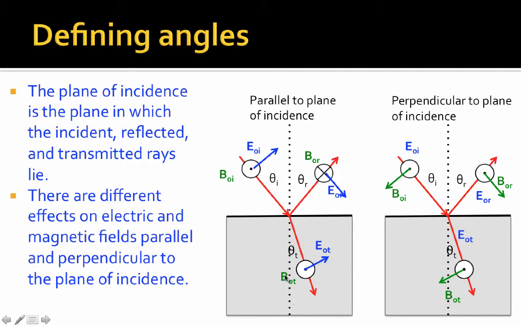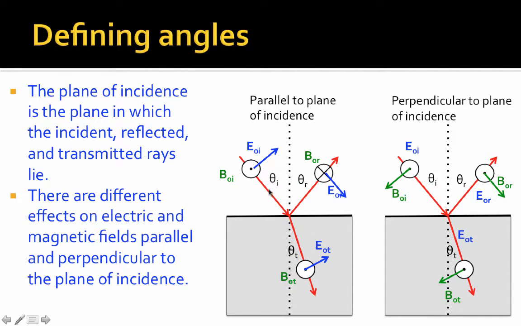The dotted line is the normal, and that's how we define the incident angle and the reflected angle and the transmitted angle relative to the normal. And we can now define the electric field as either parallel to the plane of incidence, as it is in this picture, or perpendicular to the plane of incidence. Here, the electric field is now coming out of the page, perpendicular to the plane of incidence.